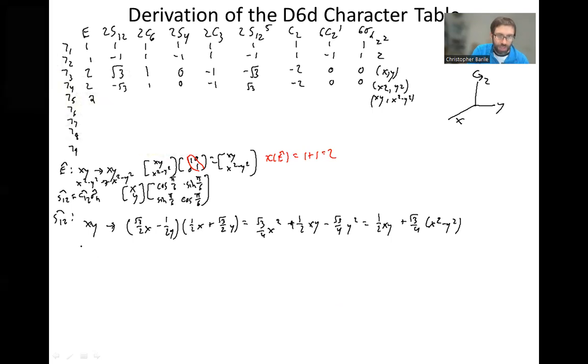We're not done for the S12 class though, because now what this means is we have to figure out how x squared minus y squared transforms.